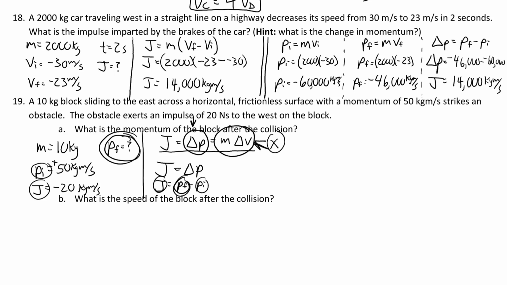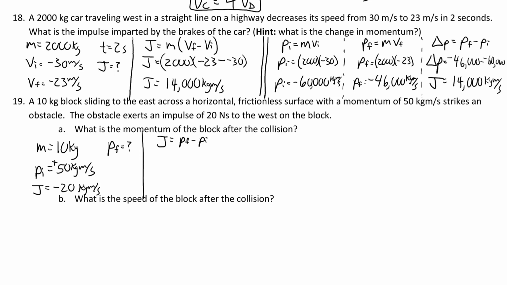Let's use this guy. Now, the only thing you have to be careful on now is making sure that this is negative 20 because the impulse is imparted to the west, and the final momentum is what we're looking for, and the initial momentum was positive 50. So now you solve. The final momentum is going to be positive 30 kilogram meters per second.